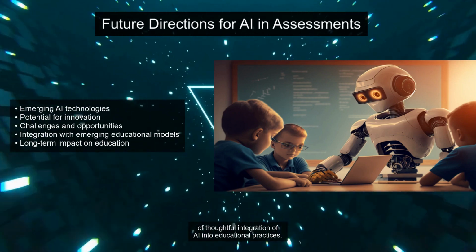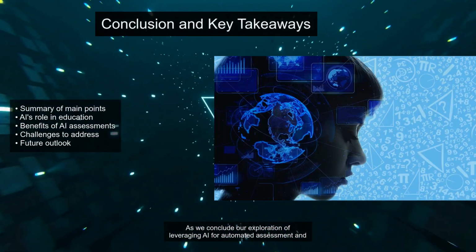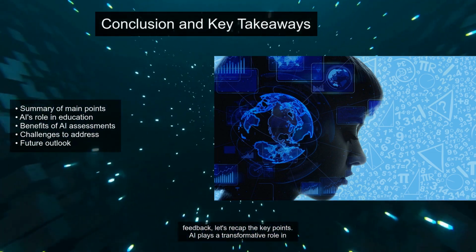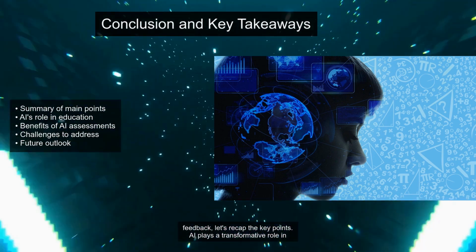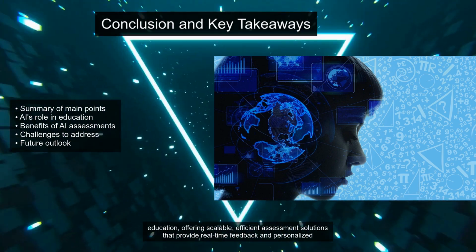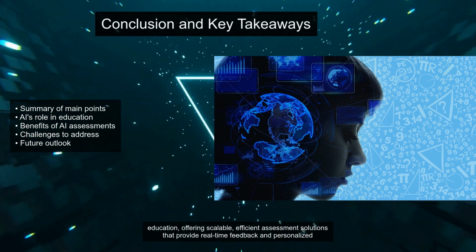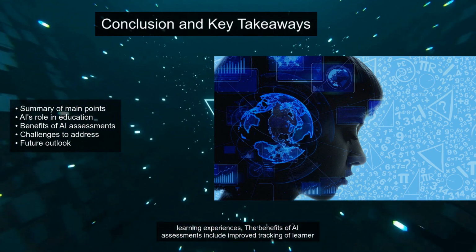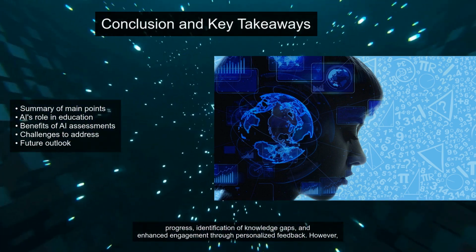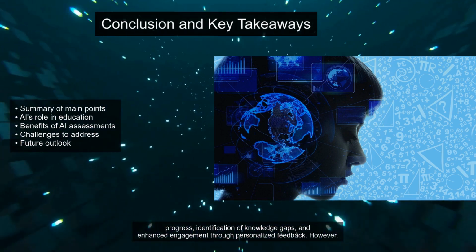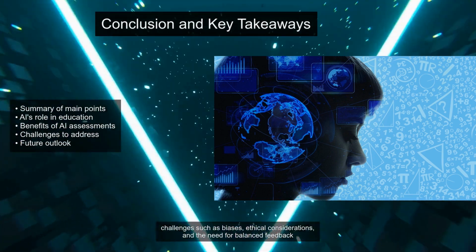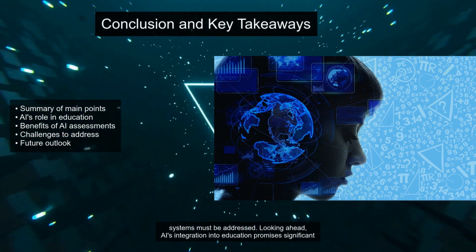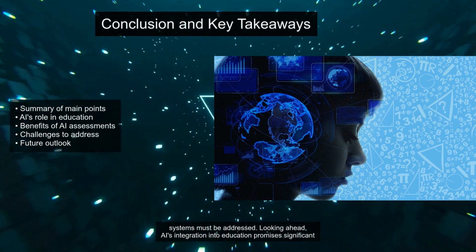As we conclude our exploration of leveraging AI for automated assessment and feedback, let's recap the key points. AI plays a transformative role in education, offering scalable, efficient assessment solutions that provide real-time feedback and personalized learning experiences. The benefits of AI assessments include improved tracking of learner progress, identification of knowledge gaps, and enhanced engagement through personalized feedback. However, challenges such as biases, ethical considerations, and the need for balanced feedback systems must be addressed.